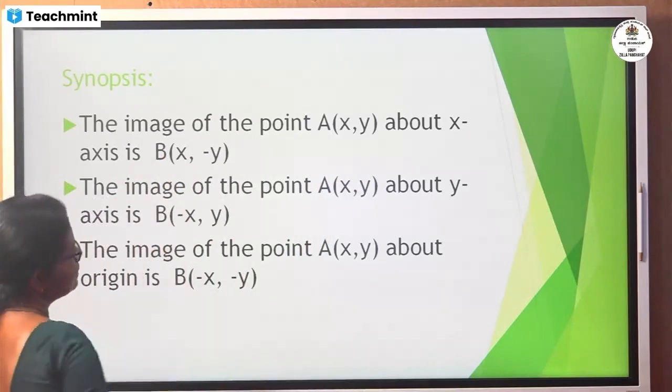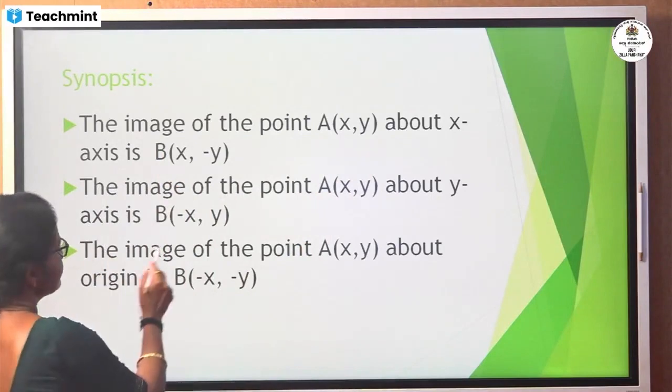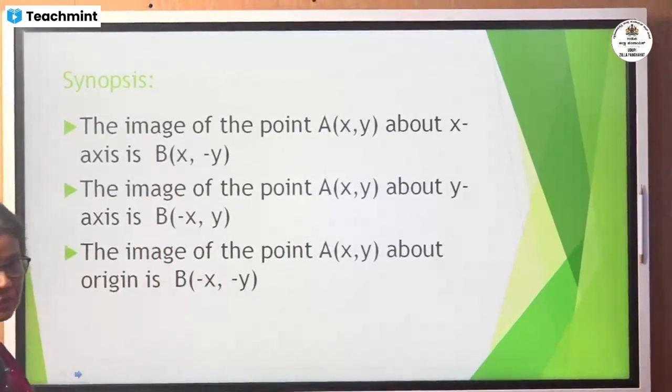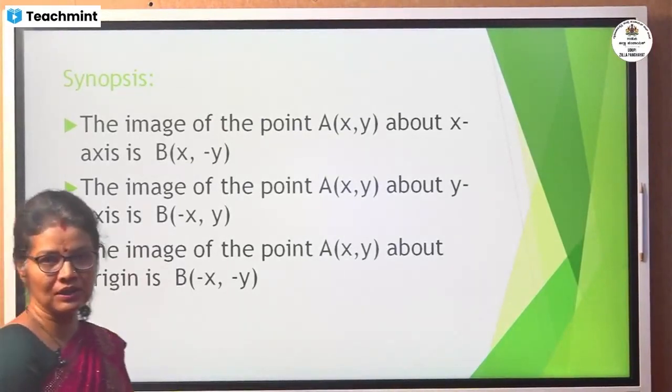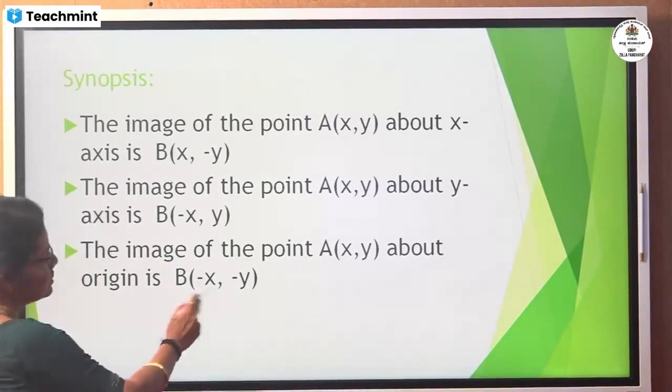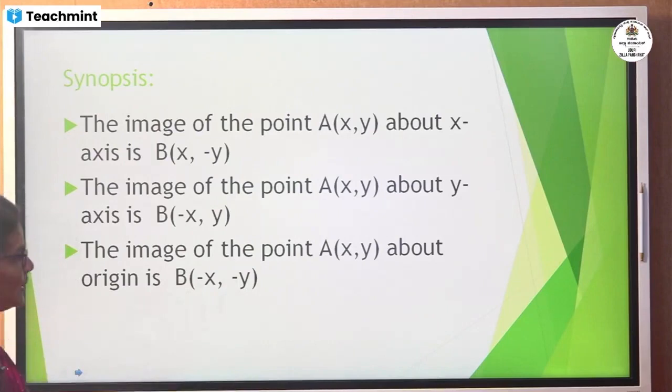Similarly, image of the point A of x comma y about y-axis is minus x comma y. Image of the point A of x comma y about the origin is, you have to change the sign of both the coordinates, that is minus x and minus y.